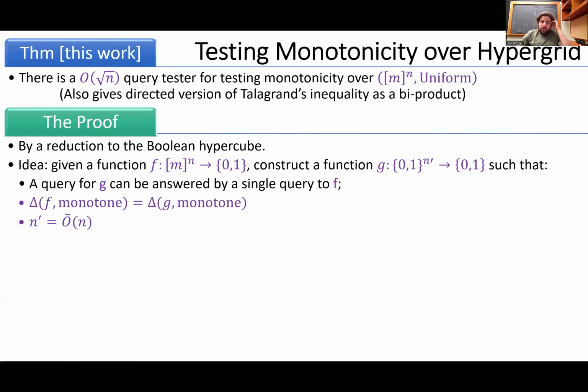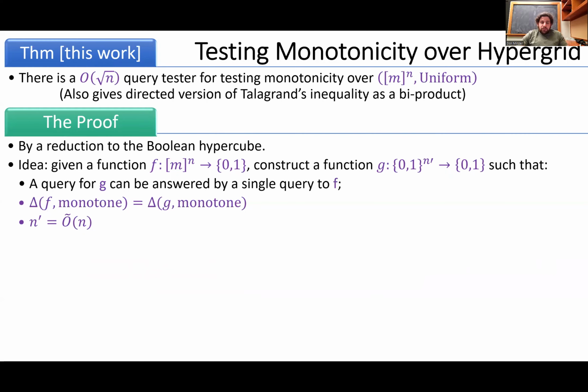And what is very different from the previous approaches is the proof. We're not trying to generalize some facts about the Boolean hypercube, and instead we take a different route. What we do in this work is we manage to do a reduction between testing monotonicity over the hypergrid to testing monotonicity over the hypercube.